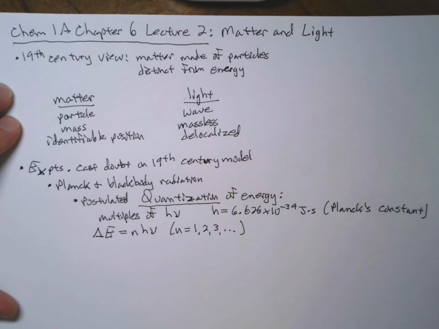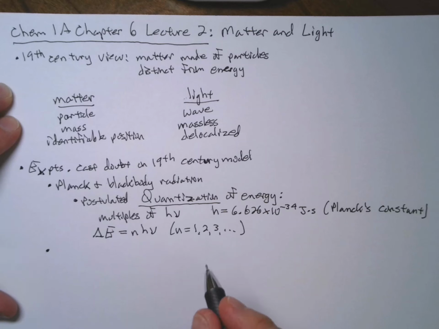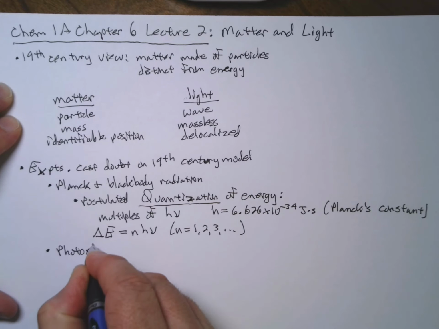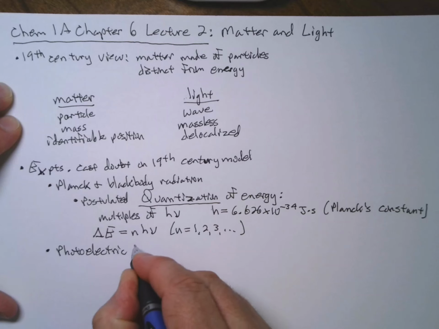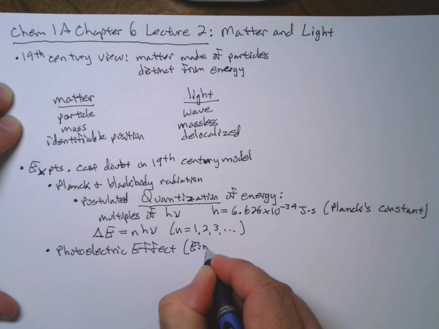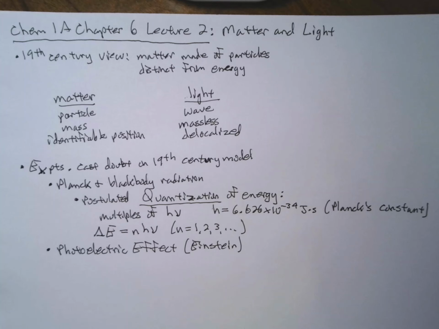Now another experiment that cast doubt on this model with matter and light from the 19th century was the photoelectric effect. And it was Albert Einstein who explained the photoelectric effect. Now, in the classical or 19th century view, the energy of light is proportional to the amplitude of the wave, that is, how high the wave is, or how large the wave is.